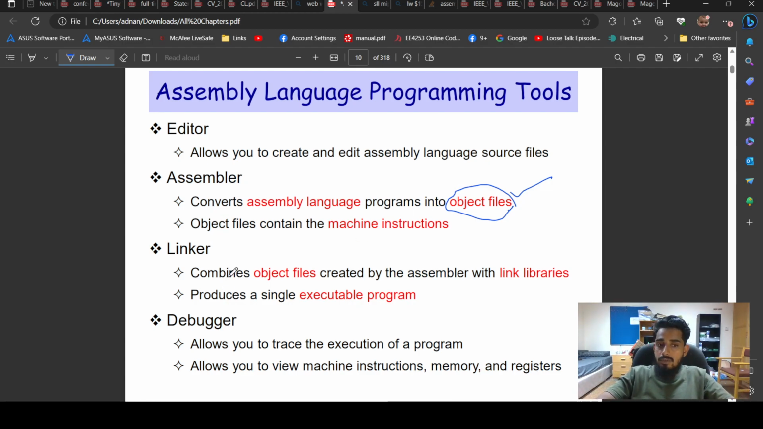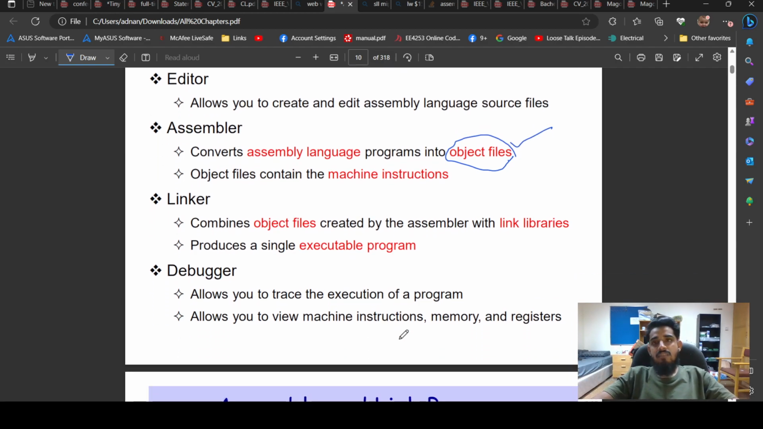What is the linker? It combines the object files created by the assembler with the link libraries. When we use our system, we have to access the RAM, the ROM, the hard disk, and the cache memory. For all these, the linker links our object file with these libraries, so it always produces a single executable program, like that exe file.